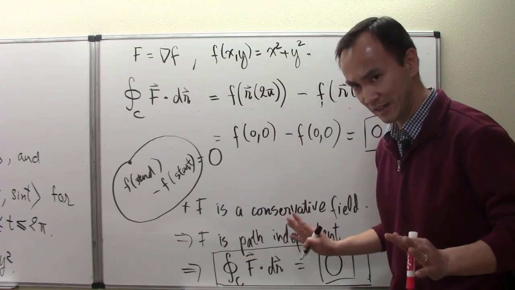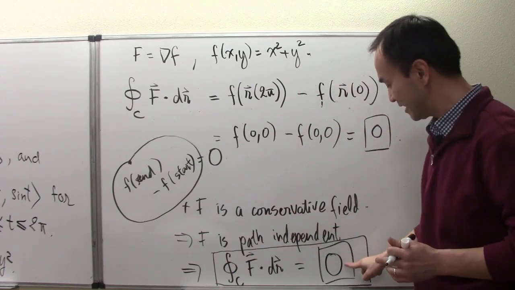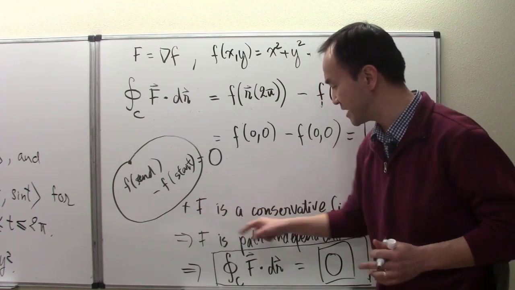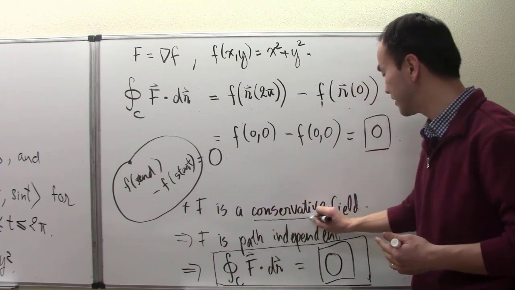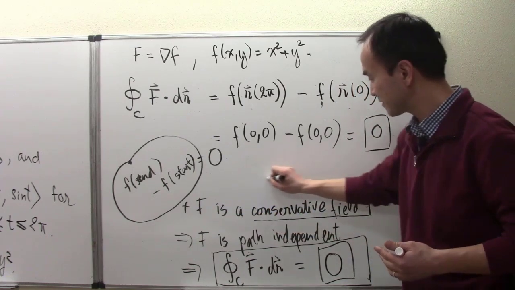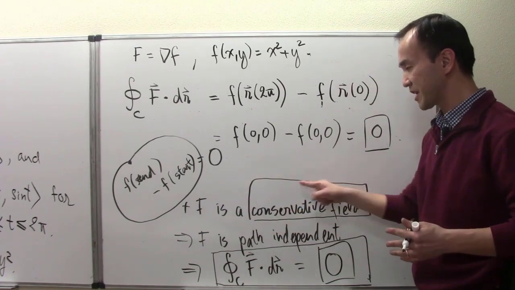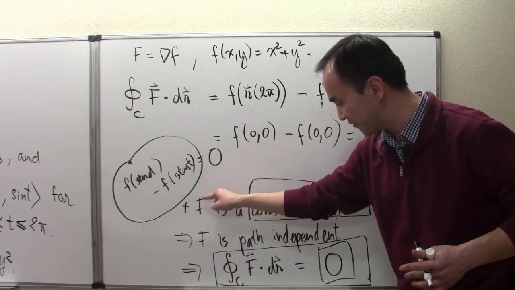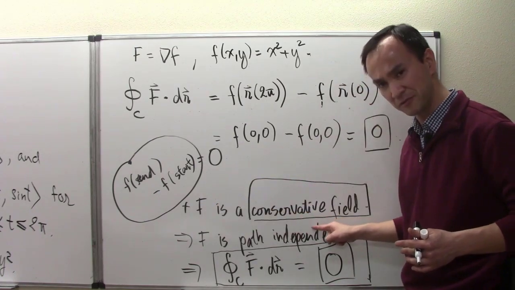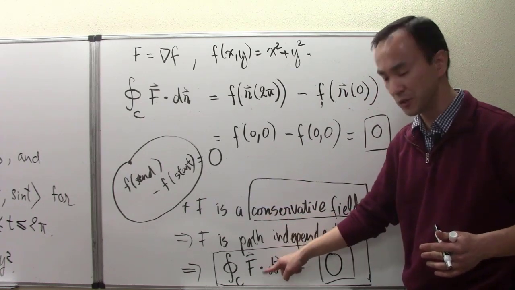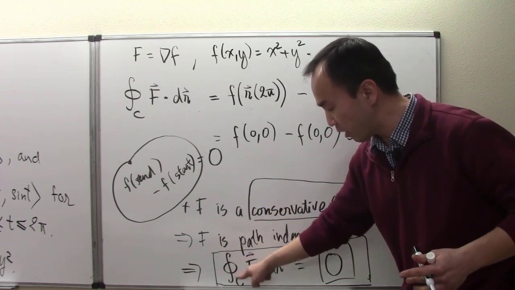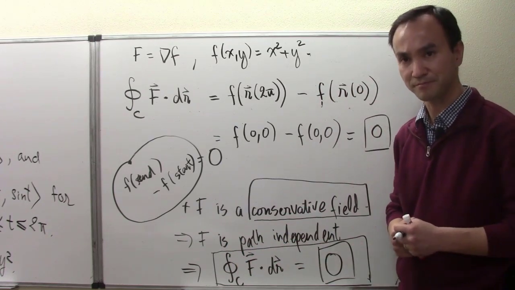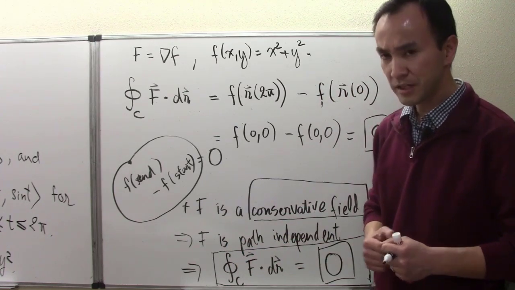But again, I have to remind you, this is only a consequence right out of our vector field being a conservative vector field right here. So this understanding about our vector field is important. Having a vector field be a conservative field will always lead to the line integral along any closed curve turning out 0. Okay? All right.